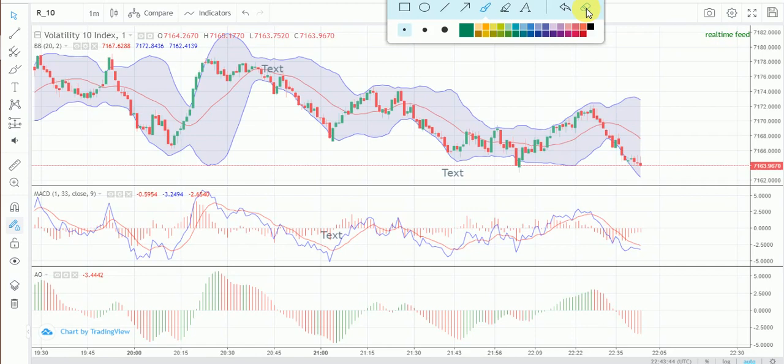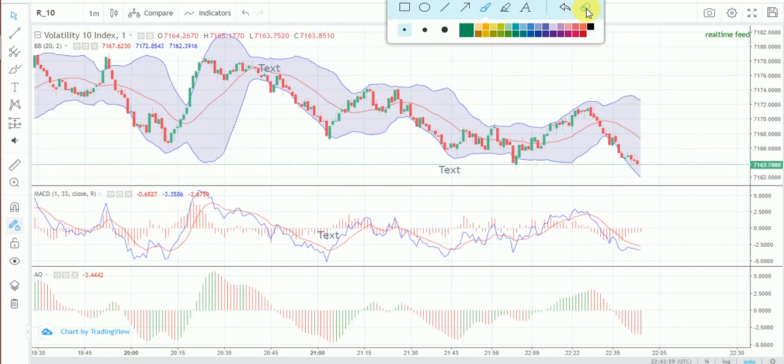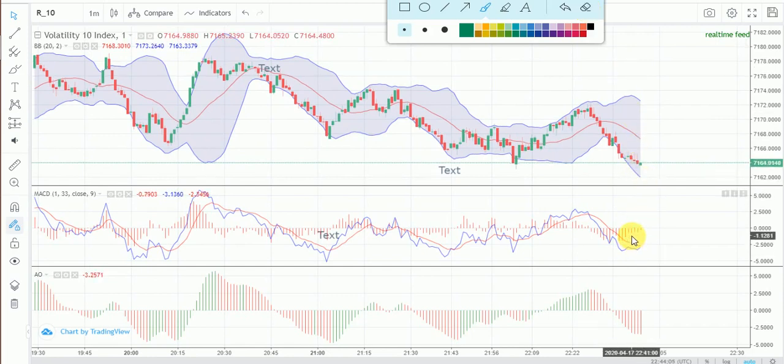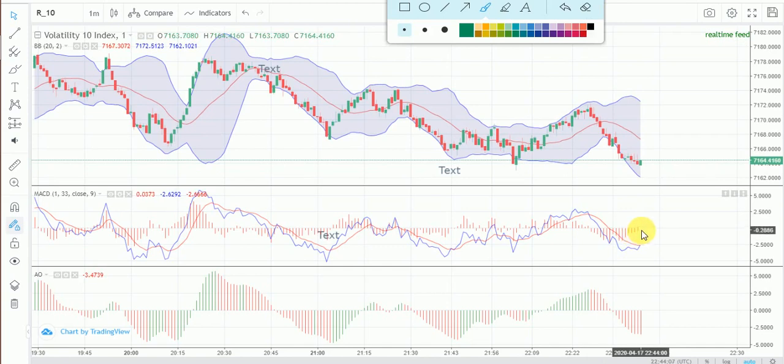Either it blows upward or it blows downward. Whether it's going to blow upward or downward, it is you as a trader who should be able to tell based on your personal knowledge and analysis, and probably based on other indicators. I hope you understand.